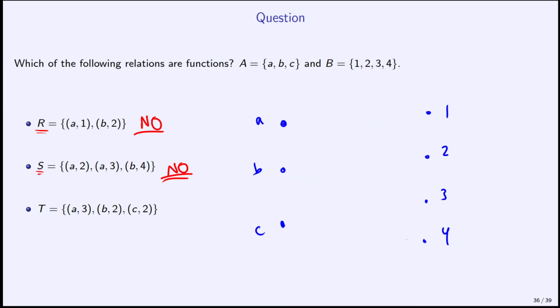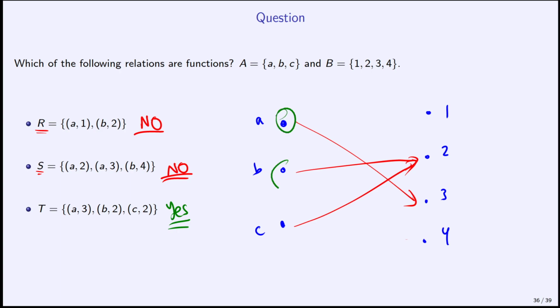Finally, the last one, T. Okay, A goes to 3, B goes to 2, and C goes to 2. Is this a function? Well, yes it is. It's a function because every element in A is being mapped to something, and specifically each element in A is going to exactly one thing.